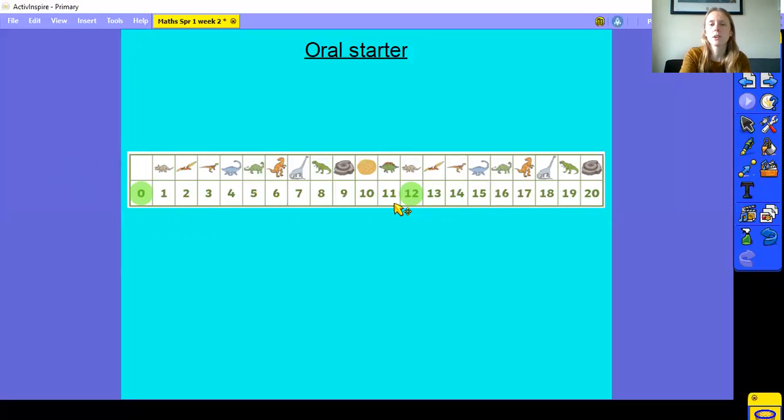This time, we're going to be counting backwards, and that means that our numbers are going to be getting smaller. Let's start with our biggest number, and that's number 12. Off we go. 12, 11, 10, 9, 8, 7, 6, 5, 4, 3, 2, 1, 0. Well done.